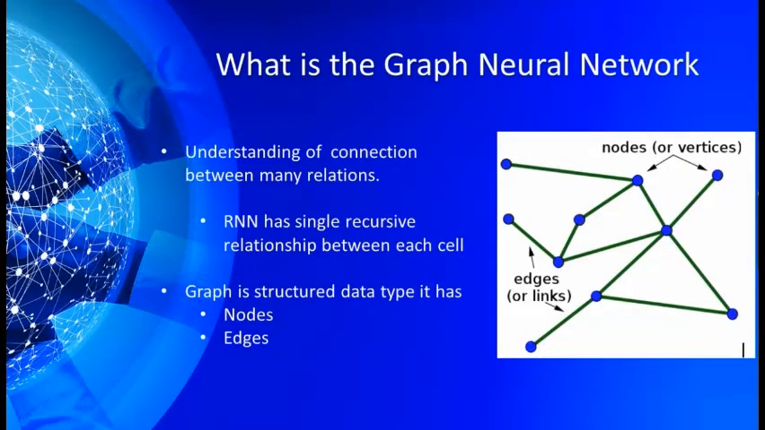What is a graph neural network? A graph neural network is also an understanding of the connection between many relations. You also know the recurrent neural network, which has a single recursive relationship between each cell. In a graph neural network, there are structured data types: nodes and edges. Nodes mean vertices and edges are links. There are many types of links and nodes in the graph neural network.